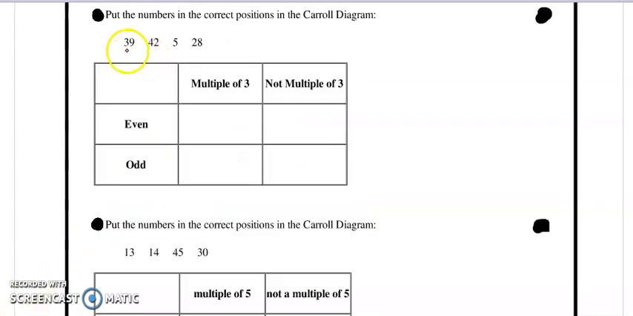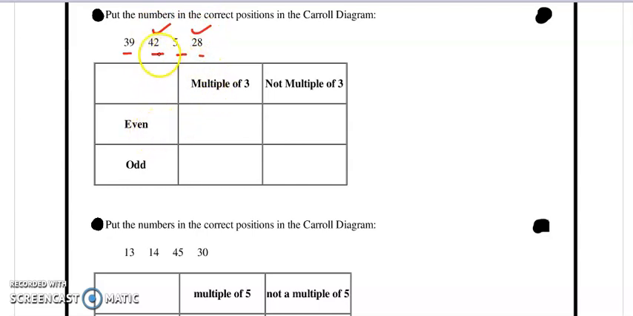And now here we have an example of numbers where we need to put the numbers in the Carroll diagram. There are four numbers: 39, 42, 5 and 28. These numbers actually have different properties. So according to these categories of even, odd, multiple of 3 and not multiple of 3, we want to put them in the Carroll diagram.